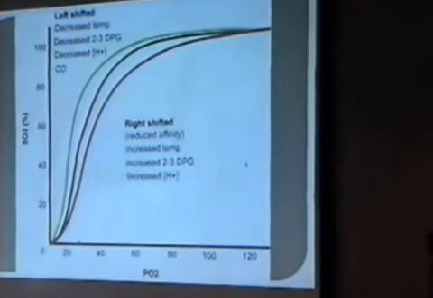Okay? 2,3-DPG you have to remember. There is more 2,3-DPG that will shift the curve. If it binds to the hemoglobin, it will shift the curve to the right.